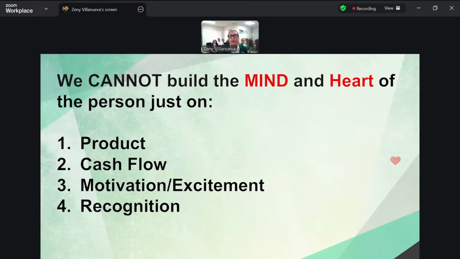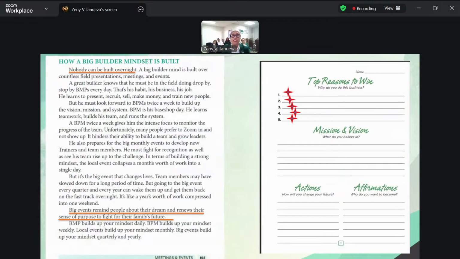Okay. So like I mentioned, we cannot build the mind and the heart of every person just based on products, just based on cash flow, just based on motivation and excitement. And it can't be just based on recognition. It has to be something deeper than that, right? Because these are temporary. Nothing can be built overnight. Remind people about their dreams and renew their sense of purpose to fight for their family's future.